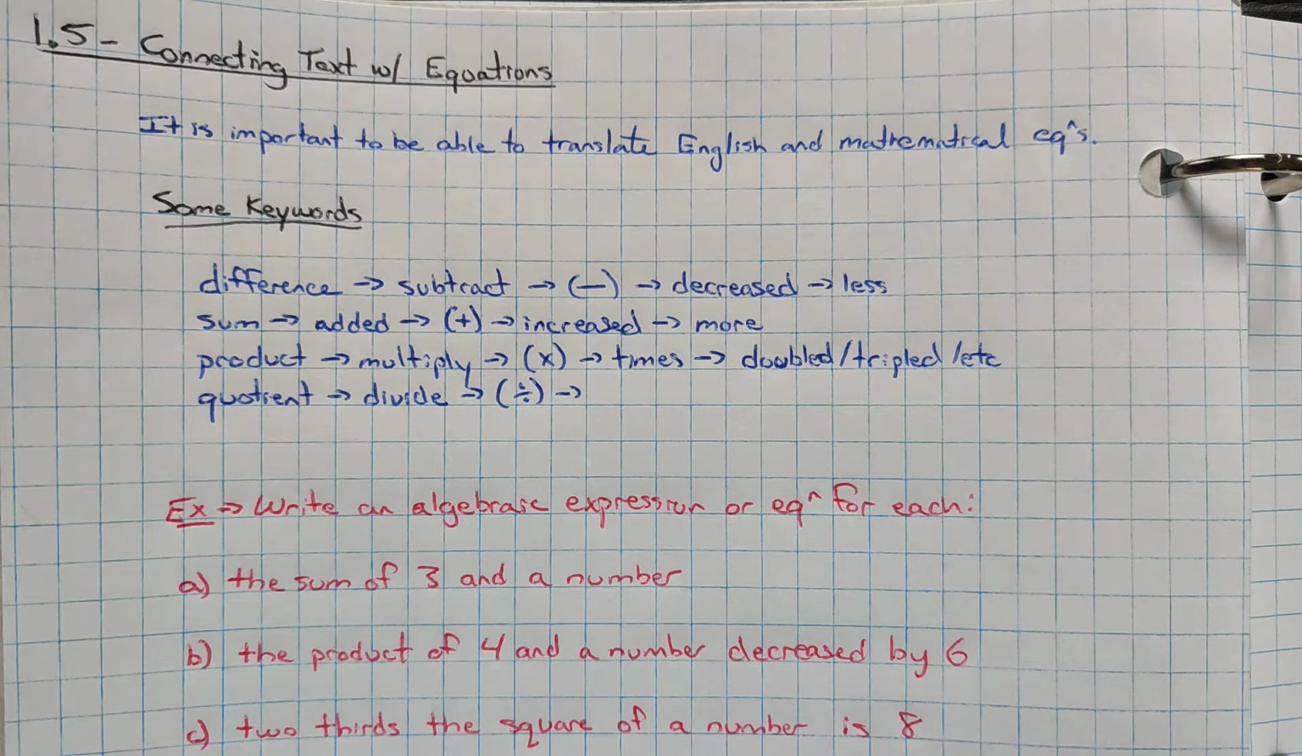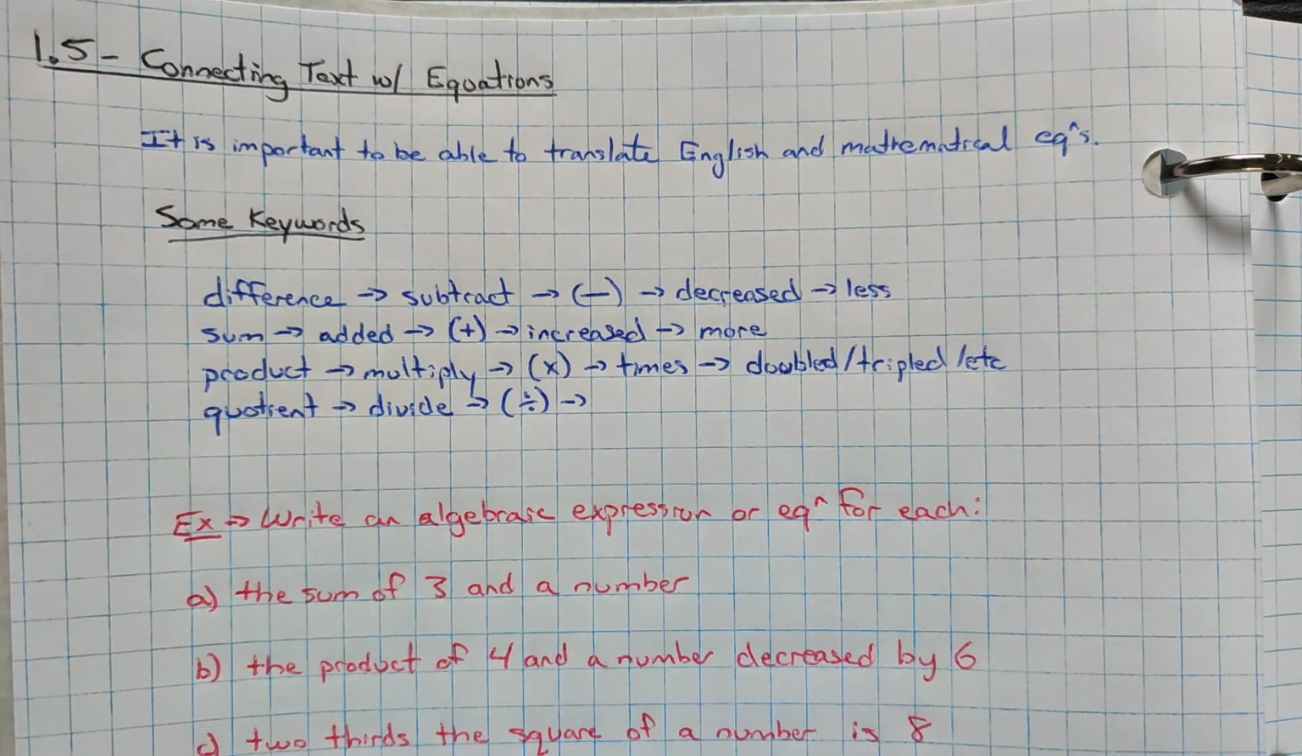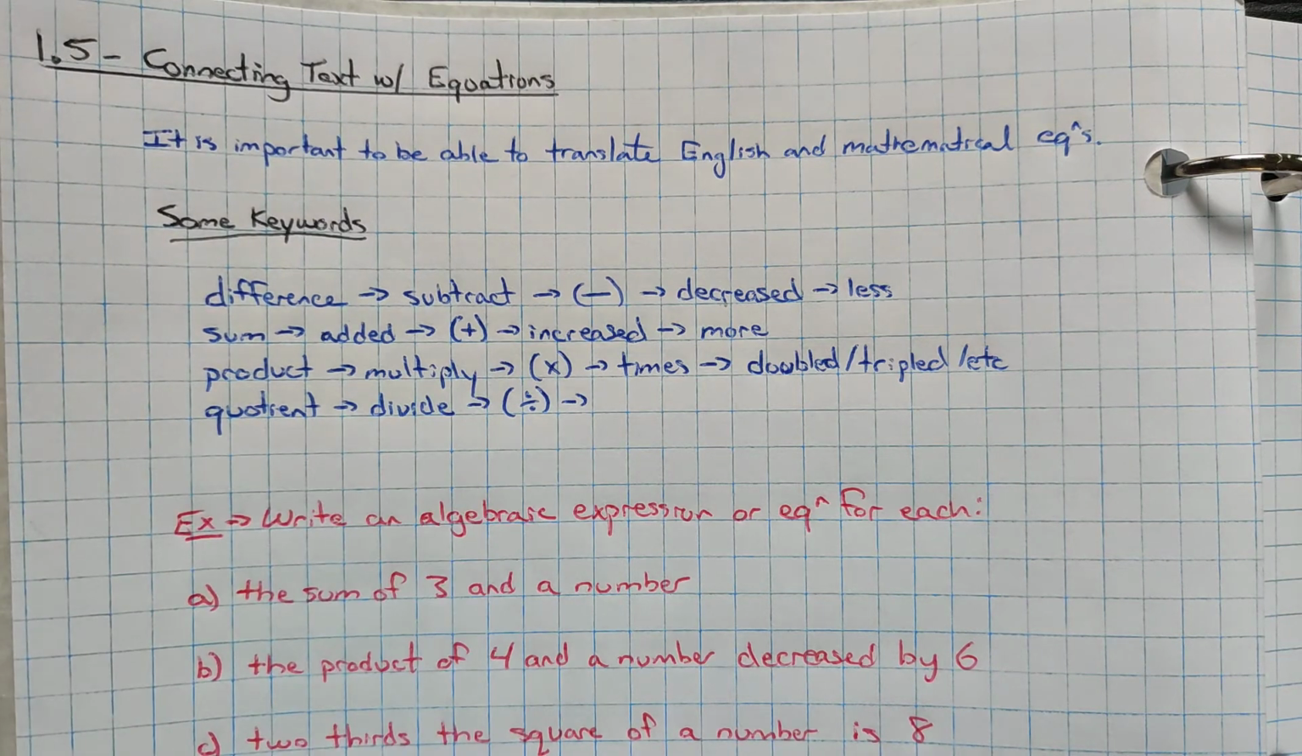There are so many different scenarios, cases, different words and situations, and we'll take a look at them as we approach them. But just for a little bit of practice, here are some key words to think about. Difference means to subtract, so minus sign. Decreased is another word you can see there. Less, those all mean the same thing, to bring something down by subtraction. Sum, added, the plus sign, increased, more. Those all relate to our addition situations.